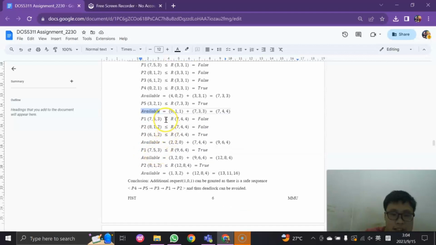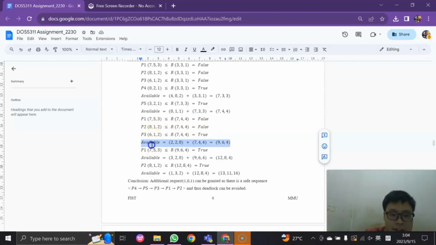753 is not less than or equal to 744. Now go to the next process, P2. 812 is also not less than or equal to 744. Now go to the next process, P3. 612 is less than or equal to 744.